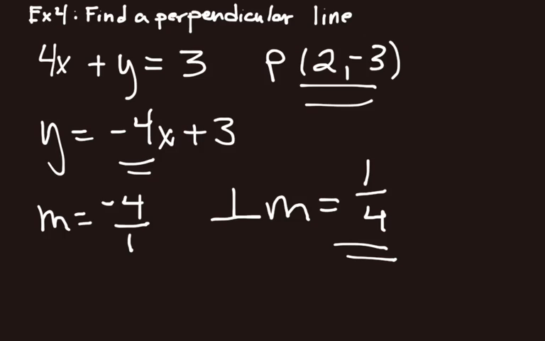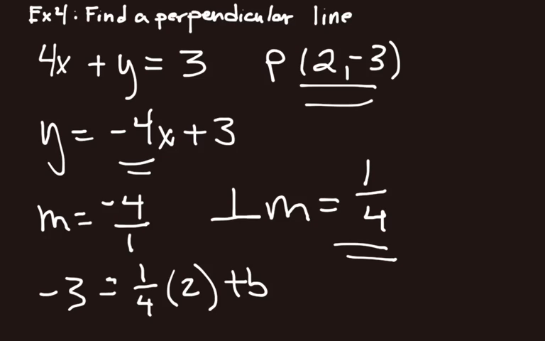When I've asked you to write an equation of a line, you can probably bet that at some point you're going to get to this point. You're going to have to take the slope and a point and use y equals mx plus b to figure out what the equation is going to look like. And so it looked like this. Negative 3 equals positive 1/4 times 2 plus b.